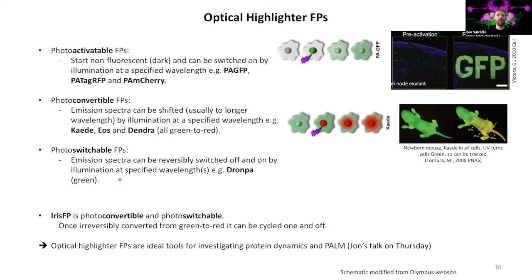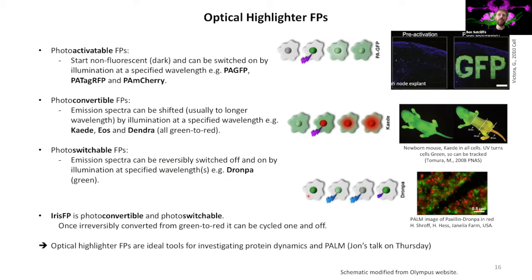and off by illumination with specific wavelengths of light. So you visualize your protein, you can turn it off, and then you can turn it back on again. So these can be used for doing PALM imaging, which is a form of super resolution.